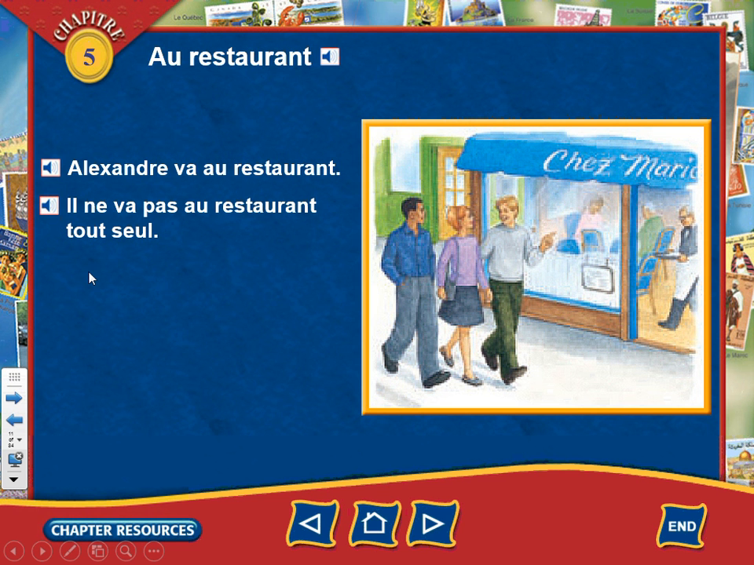Il ne va pas au restaurant tout seul. Okay, you remember how we make things negative in French. We use the little words ne and pas. We put them around the verb and make a verb sandwich. Now we've made a sentence negative. So, he does not go to the restaurant. Tout seul means all alone. So he's not going to the restaurant alone.